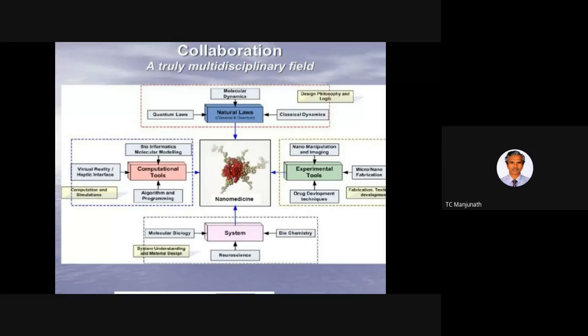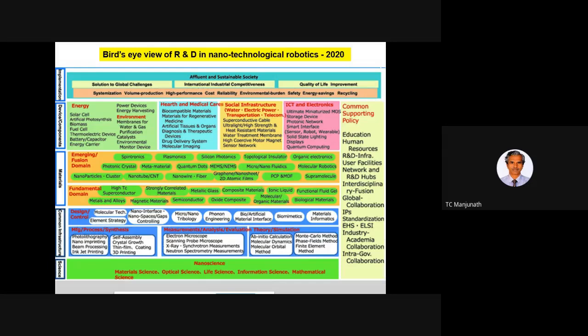And truly, it's a multidisciplinary field: physics, chemistry, mathematics, algorithm and programming, medicine, molecular biology, material design, biochemistry, neuroscience, classical dynamics, mechanics, kinetics, kinematics, experimental tools, then micro and nano fabrication, medical imaging, nano manipulation, imaging, fabrication, virtual reality, the haptic interface, a lot of students are doing projects, computation tools, bioinformatics, all these come into the picture. And you can take this particular field as a roadmap towards the development of some new concepts in the cell.